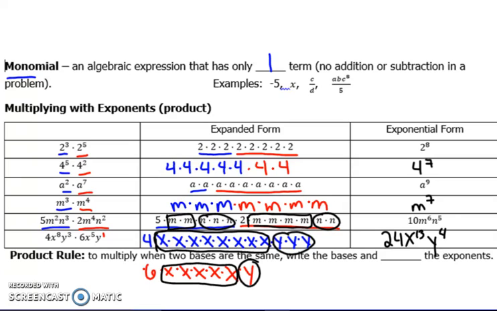Now, for the product rule, to multiply when two bases are the same, meaning the exponents can be different, but I need the variables to be the same, you write the base and you add the exponents. But this is why it works. We can expand it and see why that works.